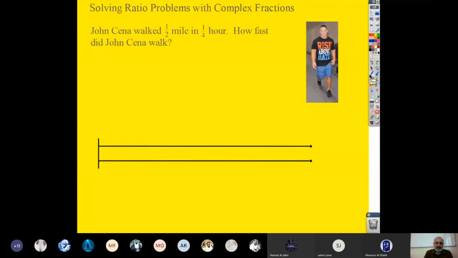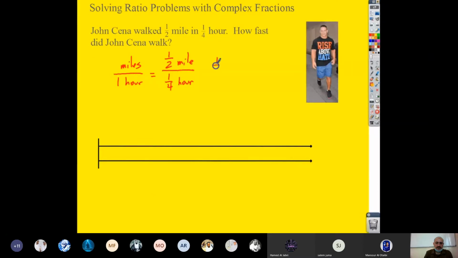So what I'm going to do here is say, all right, if I need to find miles in 1 hour, I'm going to set this up. My ratio is telling me which things to put in already. I know I have to go 1/2 mile, and I'm going to divide it by 1/4 hour. So now I have a complex fraction.